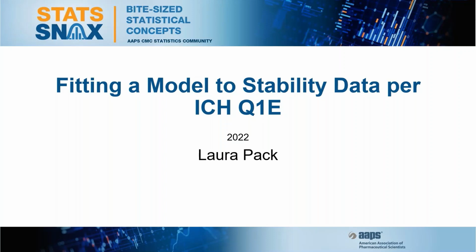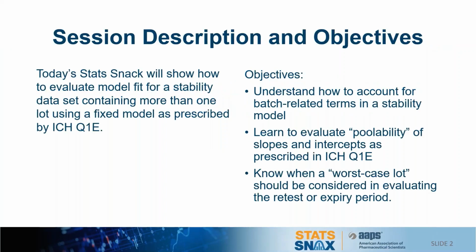Thank you. Today's presentation is fitting a model to stability data per ICH Q1E. Today's Stats Snack will show you how to fit a model to a stability dataset containing more than one lot using a fixed lot model as prescribed by ICH Q1E. Today you will learn how to account for batch-related terms, also known as lot-related terms, when the stability dataset contains more than one lot. You'll also understand the practical implications of the analysis results.